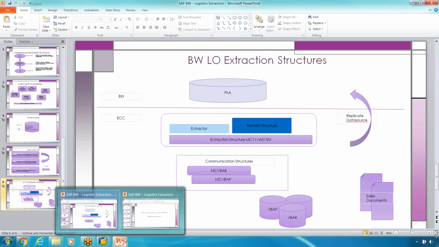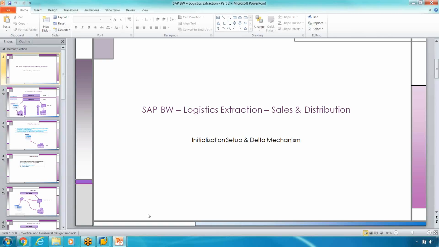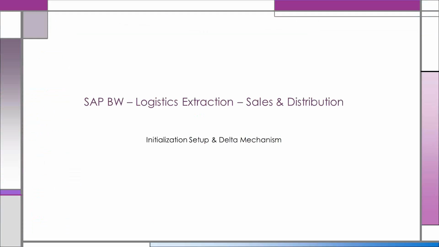So I also have to tell you how the data is being loaded. There are three different types of ways. Data is loaded from the ECC to business warehouse. So again, this is called initialization setup and delta mechanism.